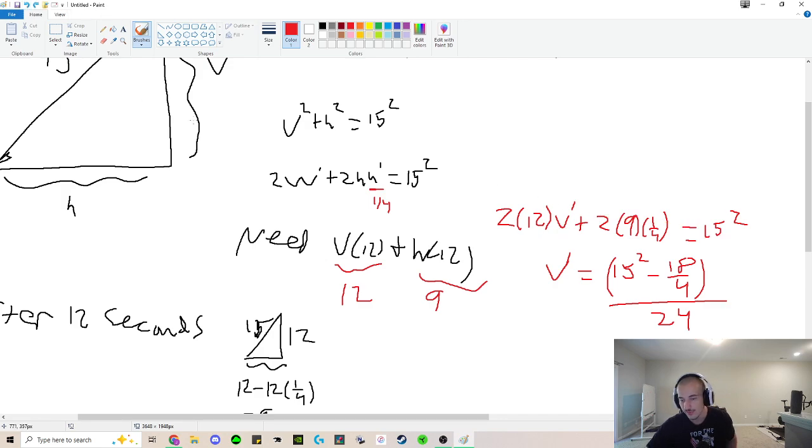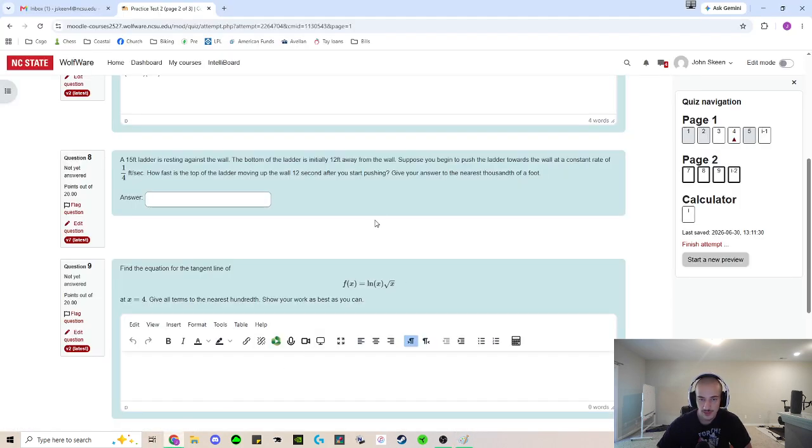You don't need to simplify anything on an exam. Just leave it like this. So v prime, should look like a prime, is going to be this. This is going to be your final answer. How quickly it's moving up the wall here.